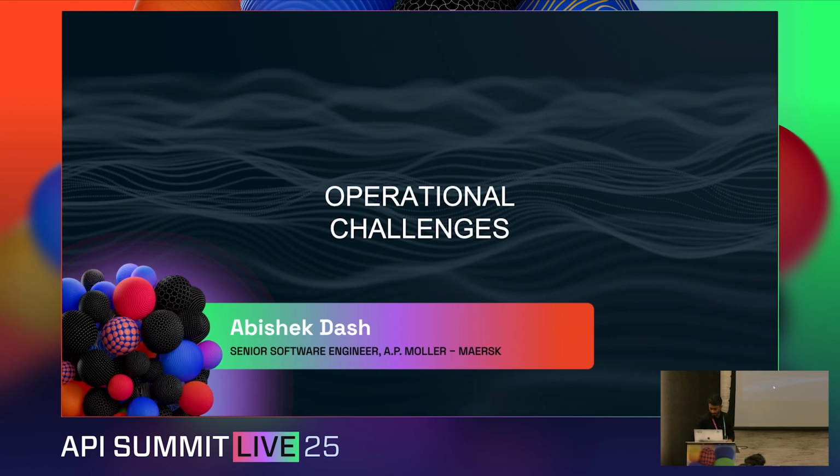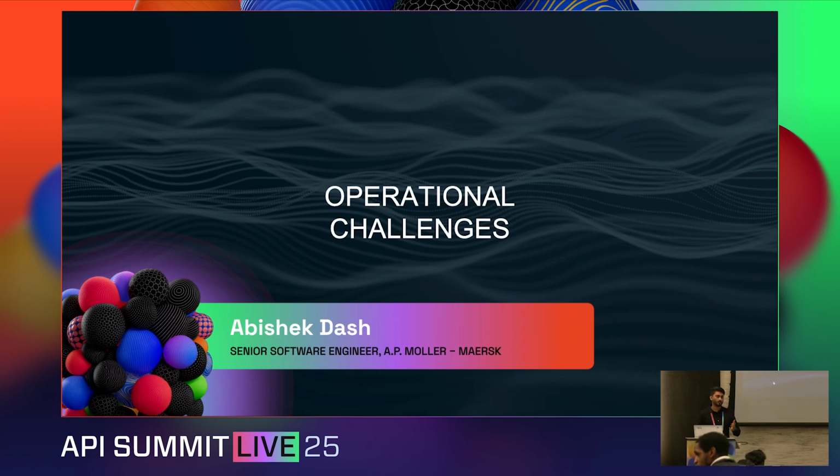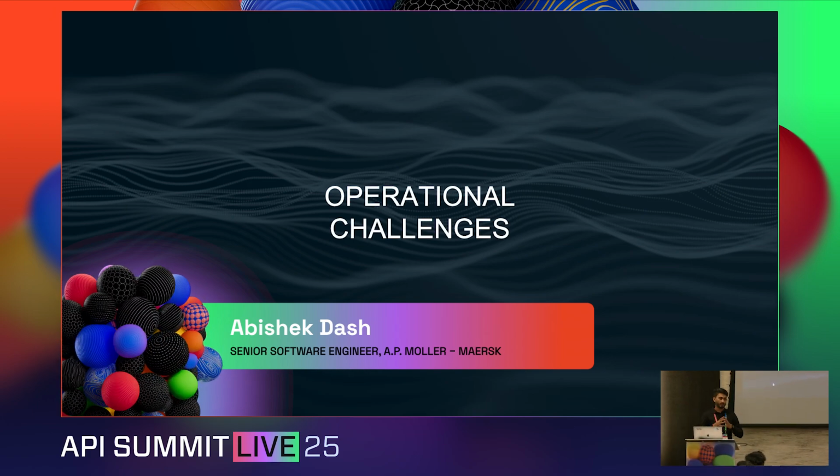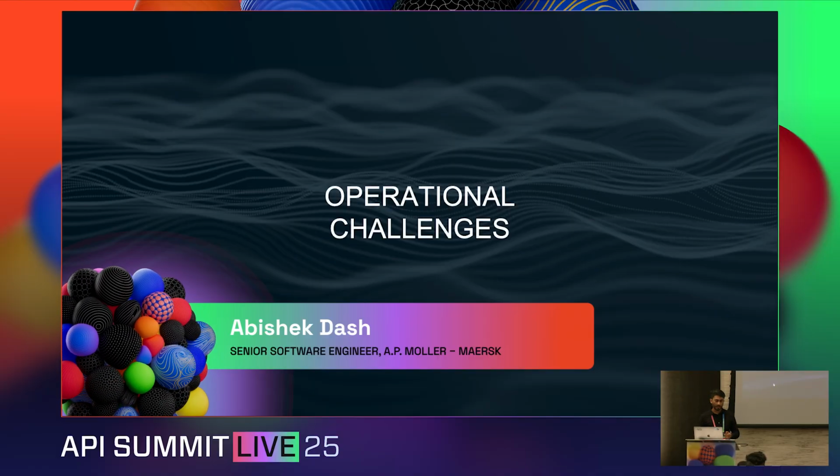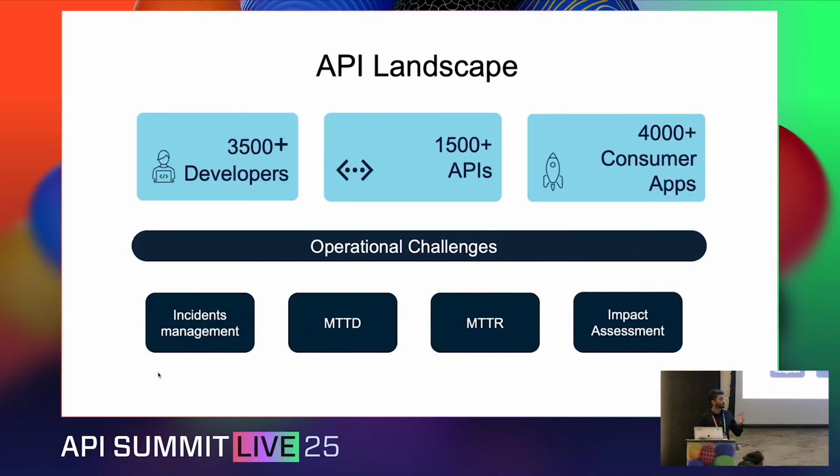Yeah. So as we are now aware of the infrastructure and how the runtime traffic flows, let's look at our setup in terms of operational challenges. We have around 3,500 developers managing 1,500 APIs across Maersk, and on them around 4,000 plus and counting consumers depend 24/7. And at this scale, the question is not about if things are going to fail. It's about what will happen when things fail. How prepared are we? Do we have a robust incident management protocol?